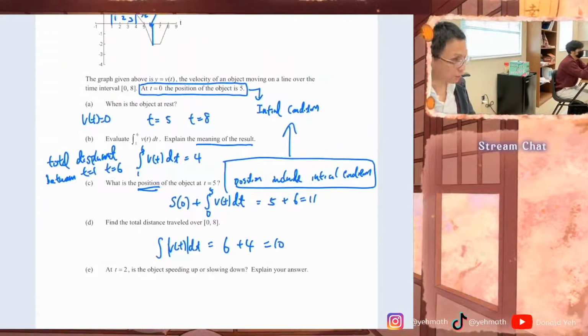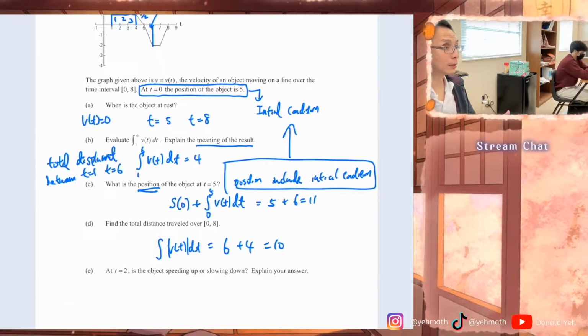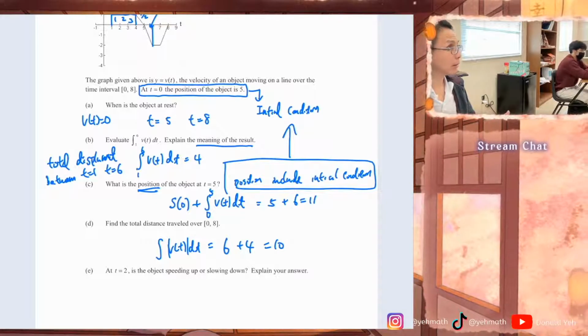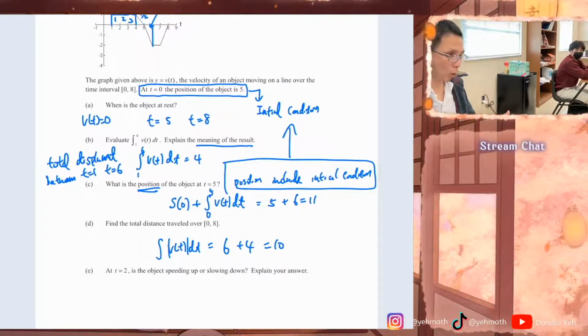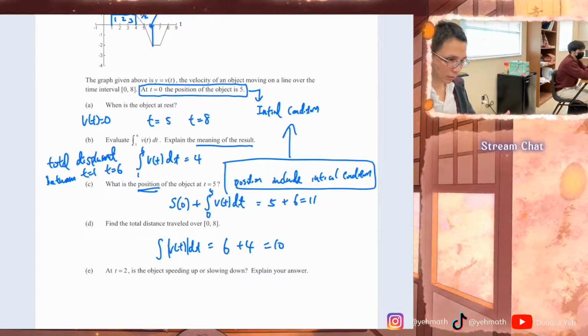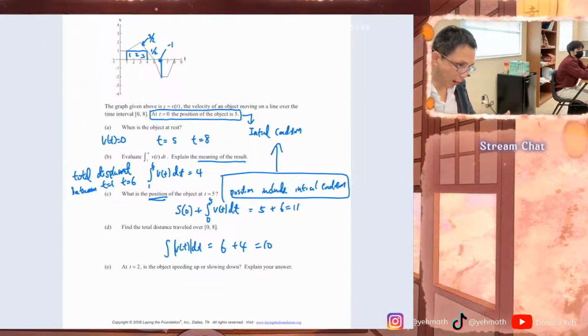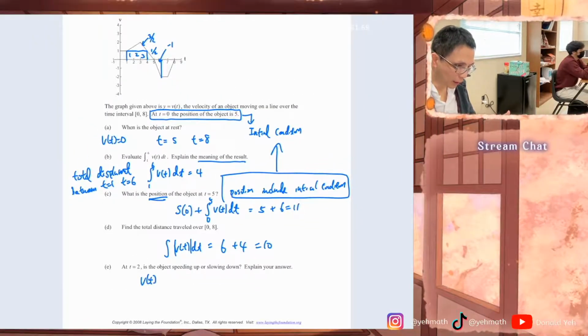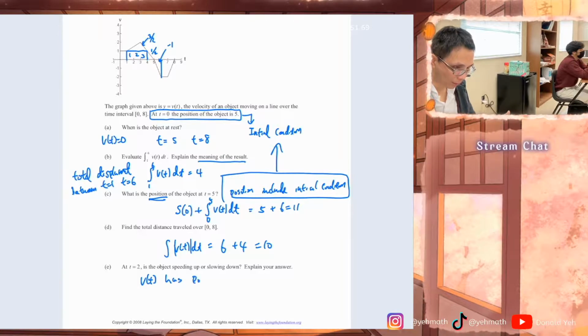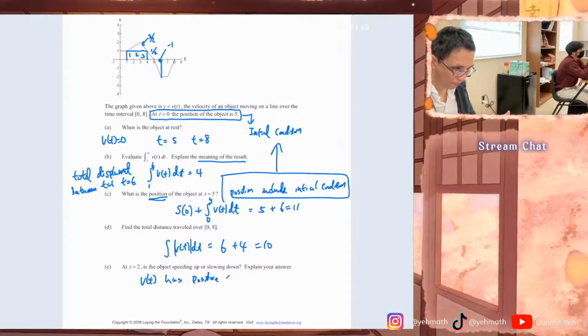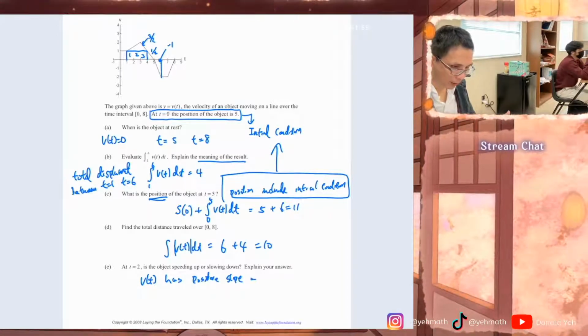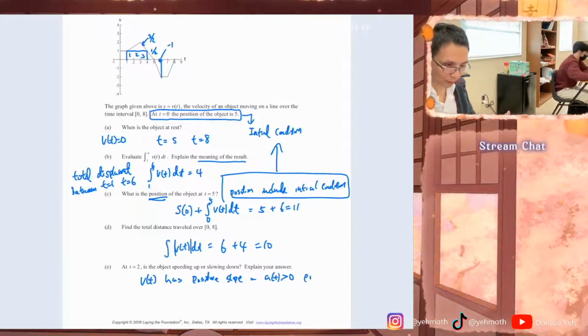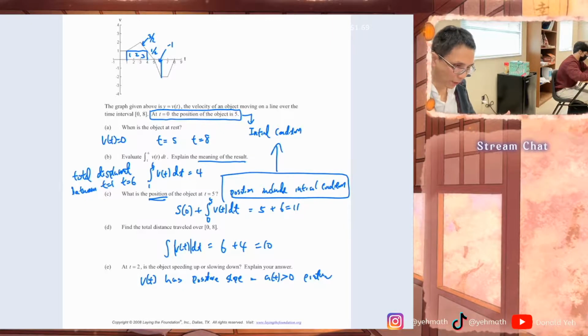Is the object speeding up or slowing down? What do you guys think? Speeding up. Why? It has a positive slope. Right. So you say v of t has a positive slope, that means a of t is greater than 0, or positive, and v of t is above the axis.